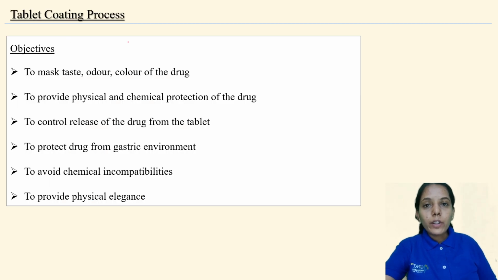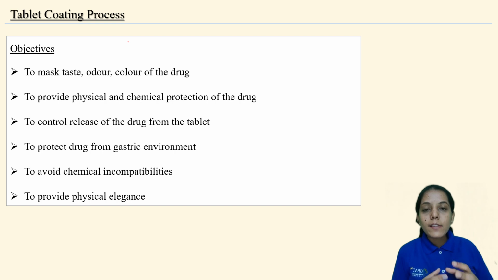Now see tablet coating process. Once the tablet has been formed, there is a process of coating. Now why are we doing this coating? There are some uncoated tablets also, the conventional uncoated tablets which we have seen in part 1. So those are also there. So there is some objective behind coating of the tablets.